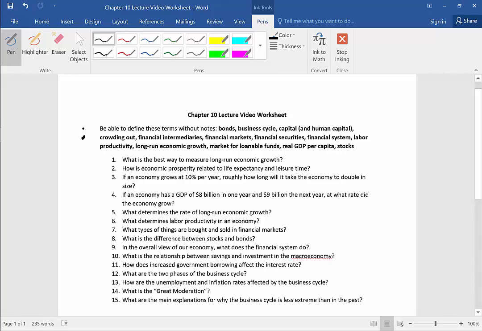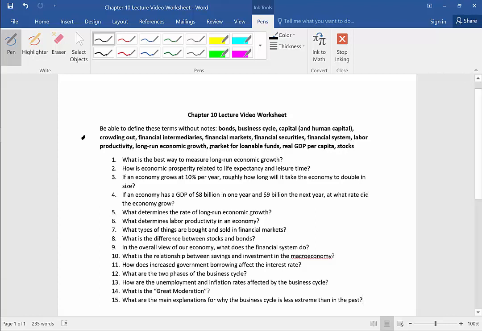Okay, so bonds are financial securities that represent a promise to repay a fixed amount of funds at a date or dates specified in the future. The business cycle are these alternating periods of economic expansion and economic recession that we are unfortunately having to deal with. Capital refers to basically manufactured goods that are used to produce other goods and services, like tools, right?